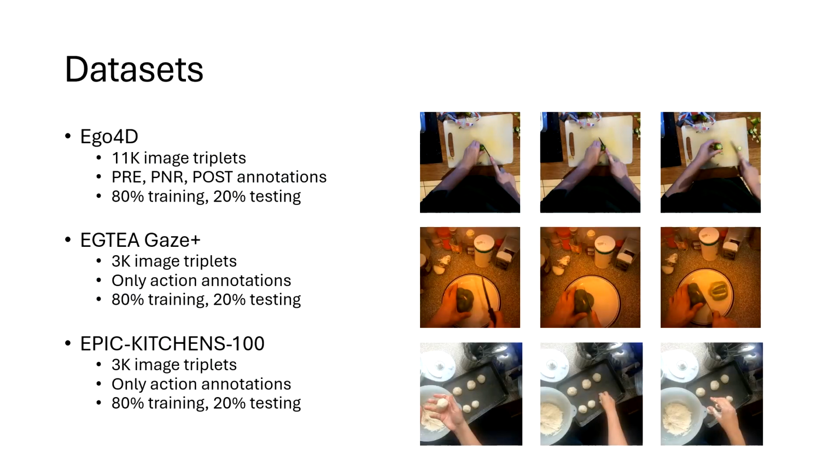We use 3 egocentric datasets for training and evaluation. We use 11,000 image triplets from the Ego4D dataset that provides precondition, point of no return, and post-condition frame annotation. We use 3,000 image triplets from each of EGTEA Gaze+ and Epic-Kitchens-100 where only action labels are available. We split them into 80% for training and 20% for testing. To evaluate the model, we report FID, PSNR, and SSIM scores, following standard evaluation protocols for generative models, and introduce a set of metrics based on CLIP similarity.